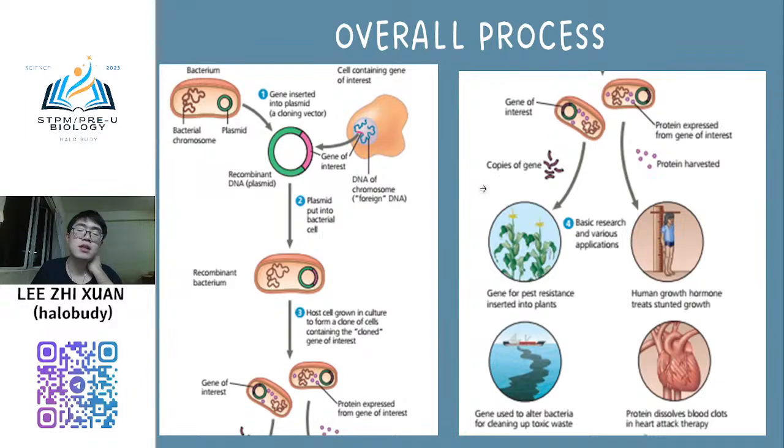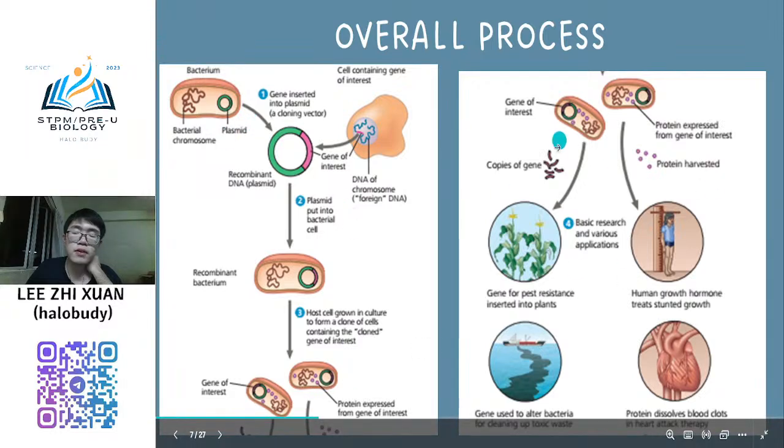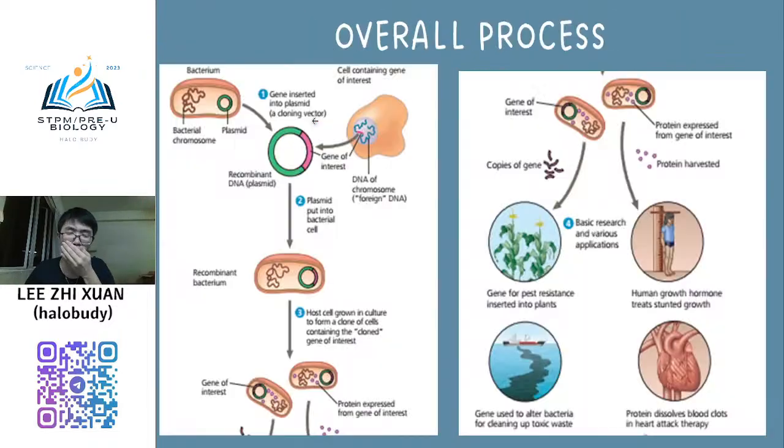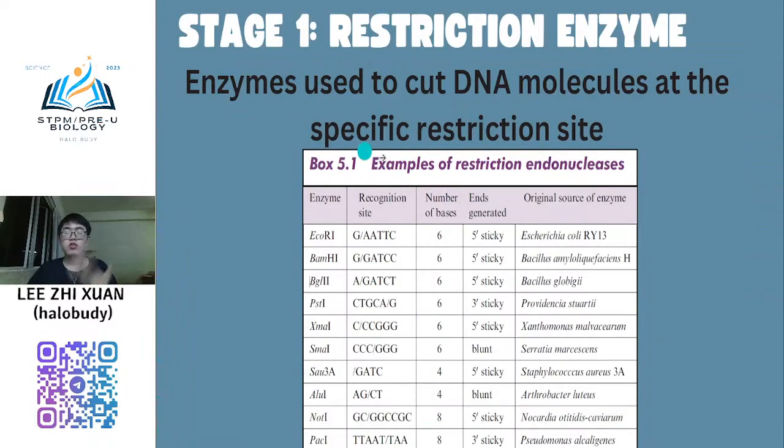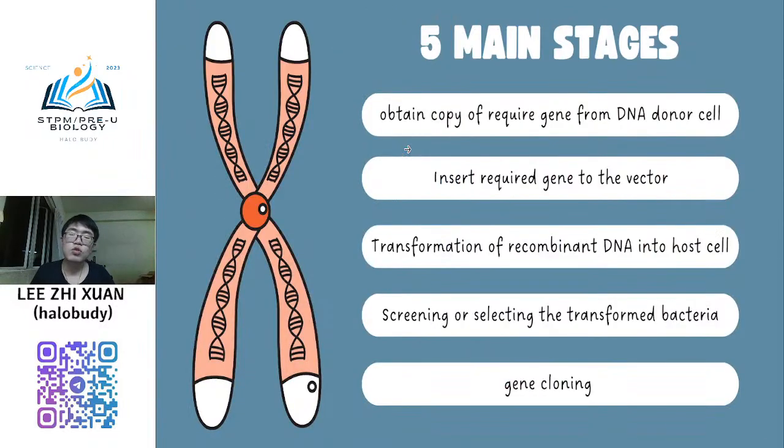So this is just the overall process. We will see one by one of this process. Semua proses we will see one by one. Okay, so stage 1 is restriction enzyme. Kami ada restriction enzyme, meaning we will see here obtain copy of required gene from DNA donor cell.